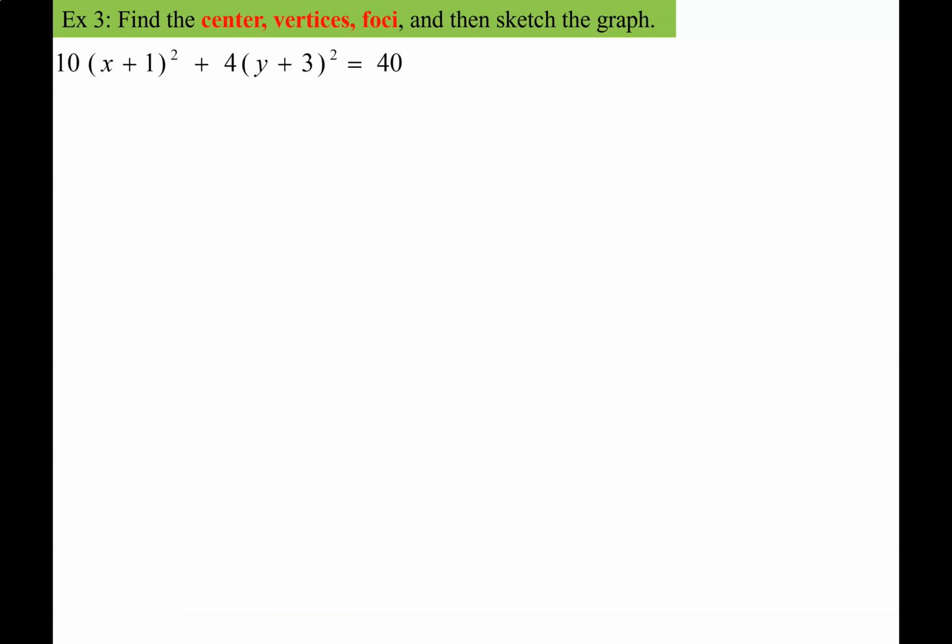All right, let's go ahead and finish up 9.1 with example 3. So we're still going to find the center, the vertices, and the foci, and sketch the graph as well. So again, you're given this equation. You want to make sure that this is in standard form. Is it? Do you have it set equal to 1? Nope. So here we go.